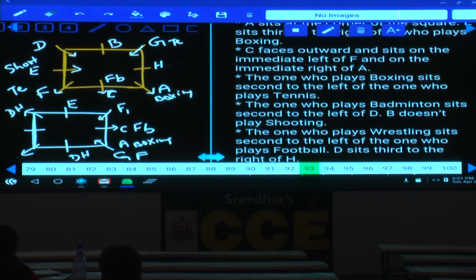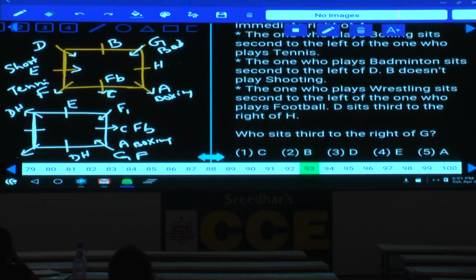Badminton sits second to the left of D, then G is badminton. If G is badminton, then F is tennis. If F is tennis, B does not play billiards, and B does not play shooting, and the one who plays wrestling sits second to the left of the one who plays football.